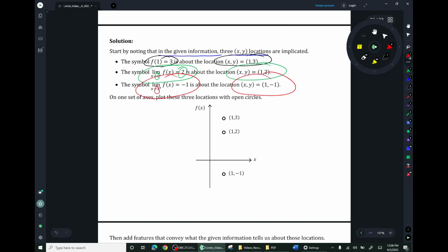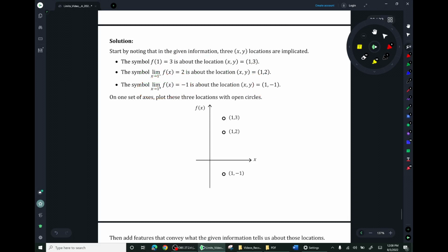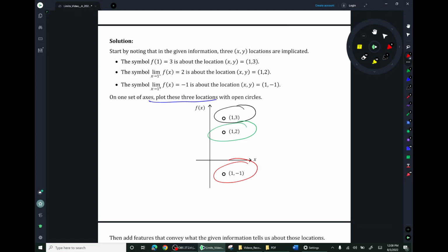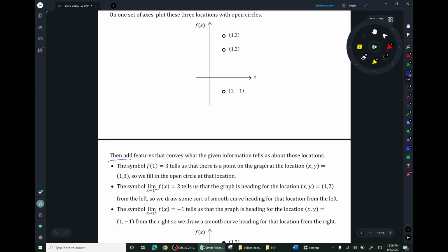We have an x-coordinate and a y-coordinate of this location on the graph. Well, I start a solution of this kind of problem by plotting these 3 locations with open circles. So there's that first location, there's the second location, and there's the third location, plotted with just open circles, and I label them with their xy coordinates.